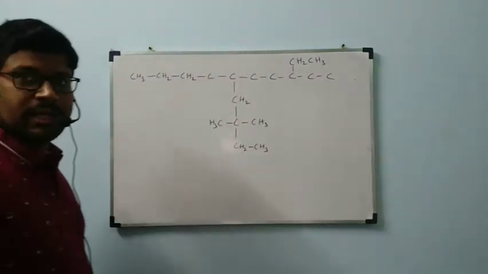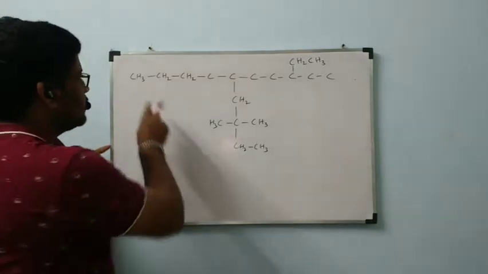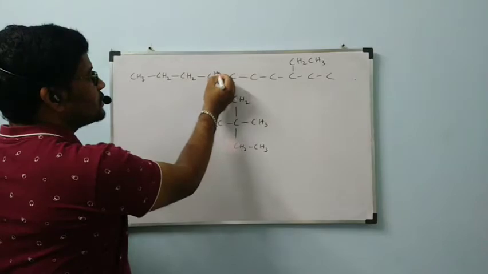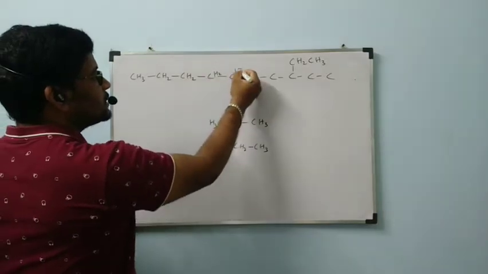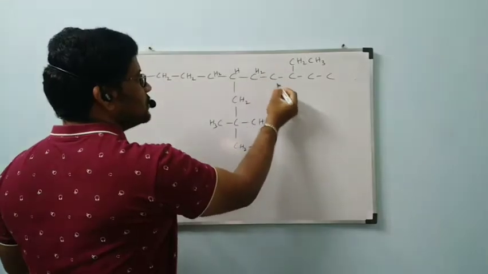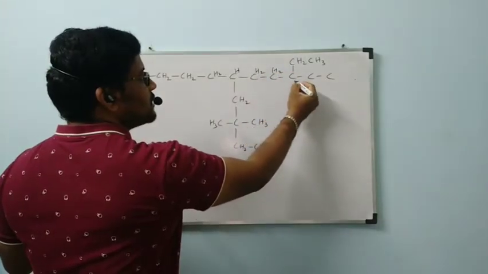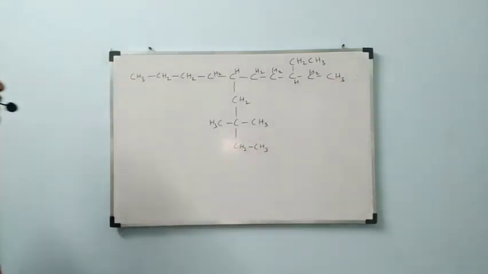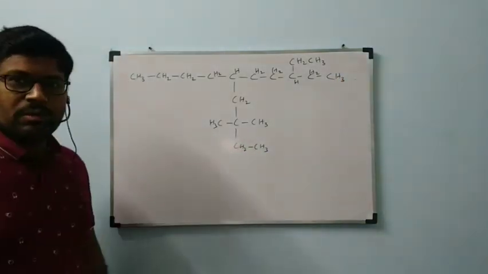This is the compound they gave as an example, ma'am. Observe here, CH3, CH2, CH2. This carbon has two bonds, so CH2. This carbon has three bonds, H. This carbon has two bonds, CH2. This carbon has three bonds, H, CH2, CH3. This is the compound they give.